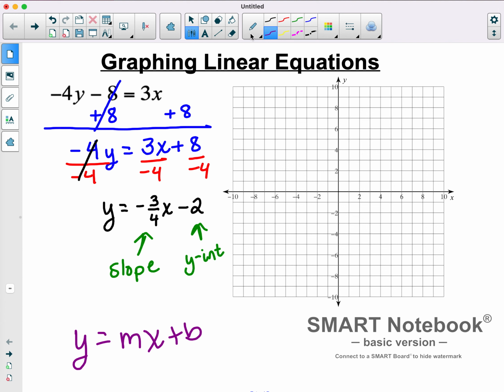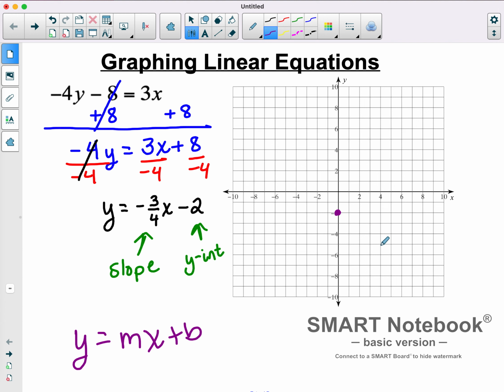Now to graph a line like this, I'm going to start at the y-intercept of negative 2. So on the y-axis, we're going to plot our point at 0, negative 2. And then we'll use our slope. The slope is negative 3/4. A lot of times this is taught as rise over run. If we rise negative, we're really just going down 3, but we're going to run to the right 4. So I always go to the right, whether it's positive or negative slope. I'm going to go up or down and then to the right direction. So down 3 and then right 4.